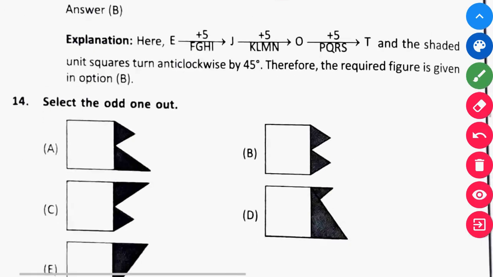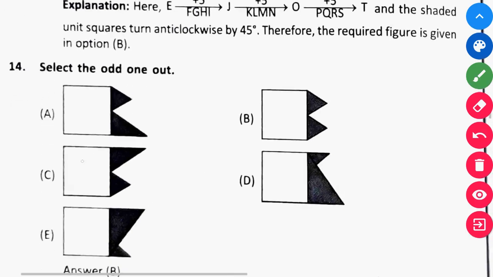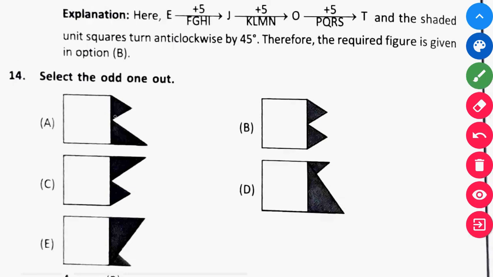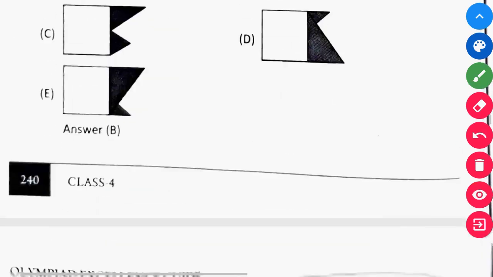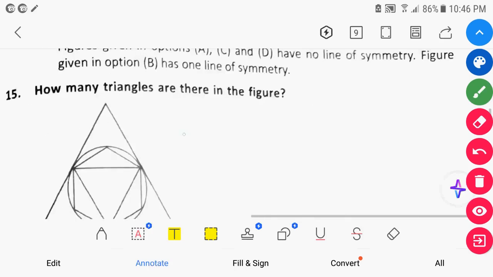Now this one, you have to select the odd one out here. Now see, this is smaller, this is bigger. This is smaller, this is bigger. This is smaller, this is bigger. These both are of same size. And this is smaller, this is bigger. So everywhere in the figure pattern, one triangle is smaller, one triangle looks bigger. So B is the answer, which is the odd one out, where two triangles are of same length.